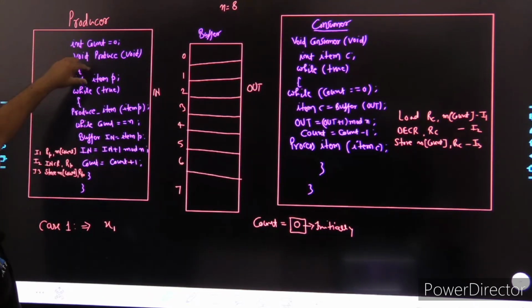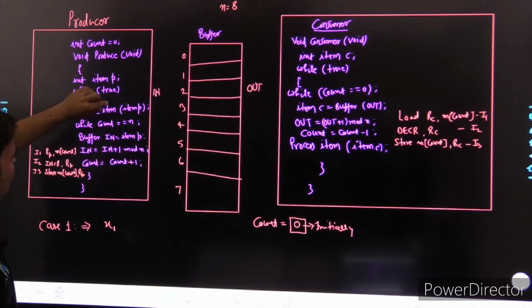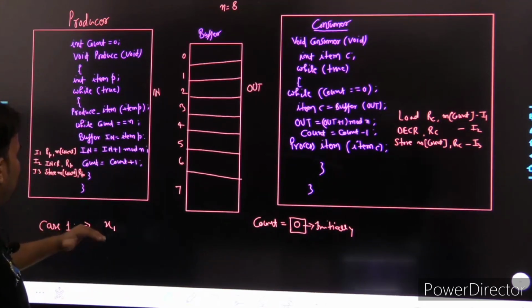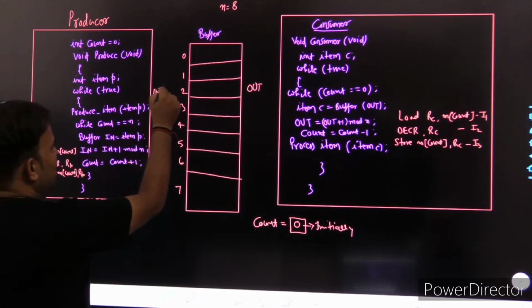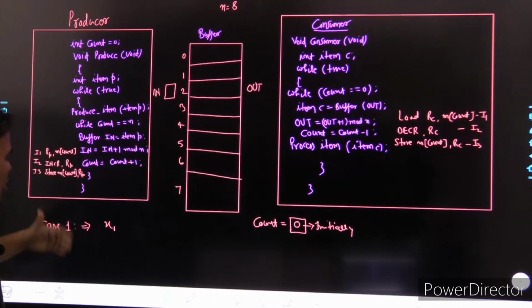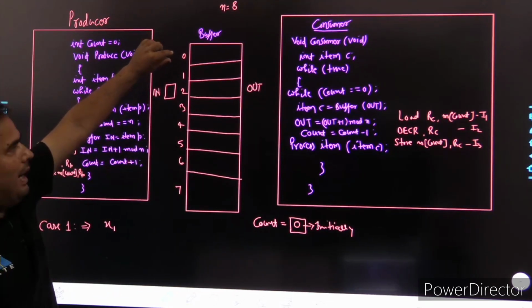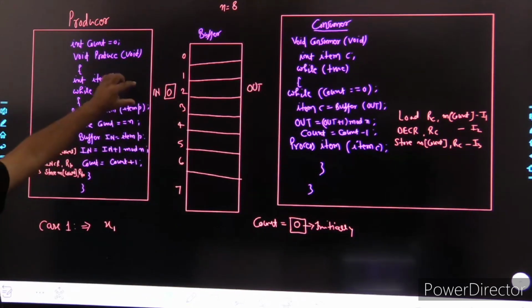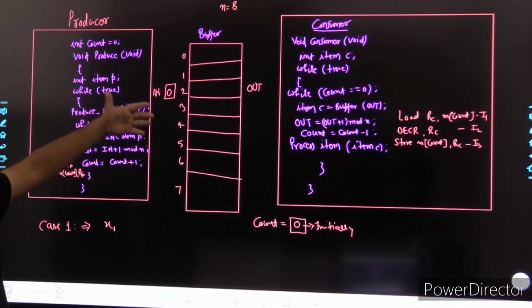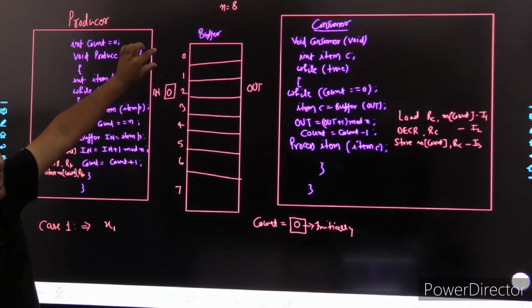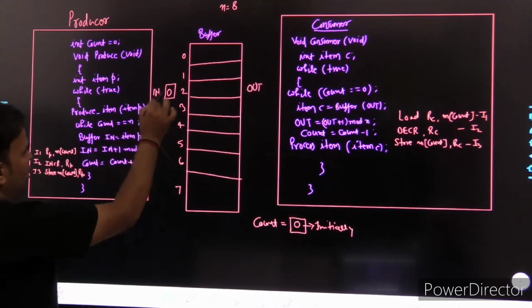Integer item P means X1. While true, this is always true: produce item P. So initially this in variable, where the producer can produce the item, is at slot 0. Initially the in variable value is 0, because the buffer is empty, so the producer can produce the item at slot 0 in the buffer.